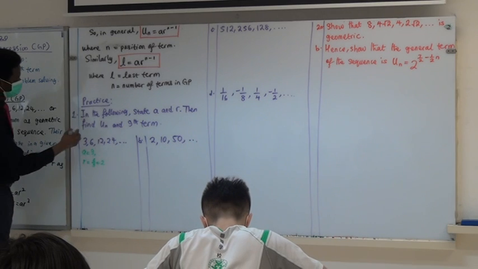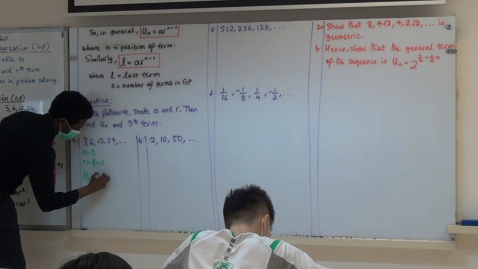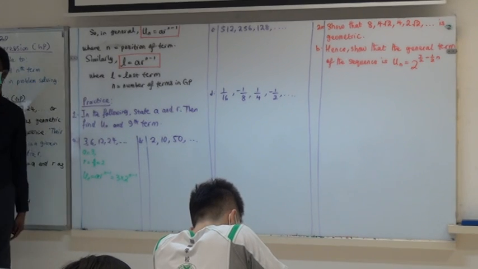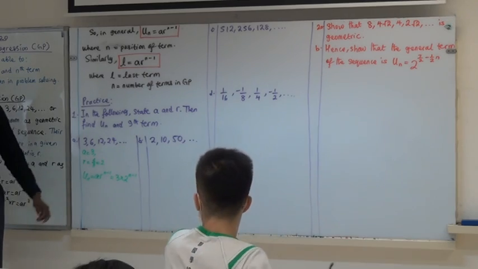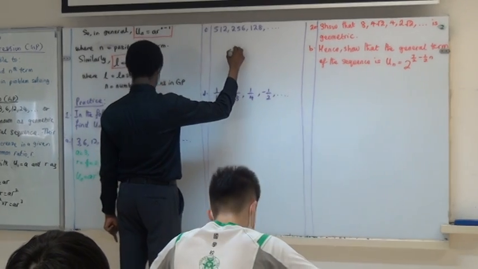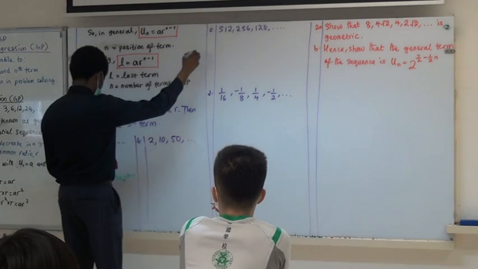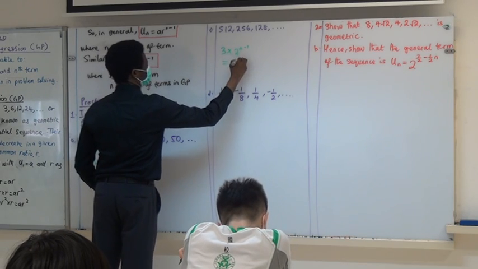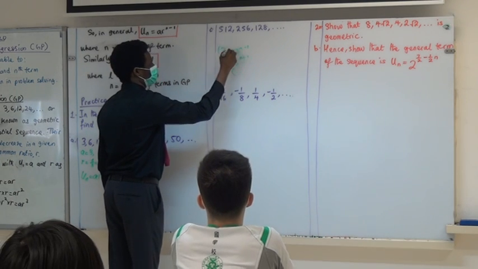The next one is find Un. So for Un, you state your formula, ar to power n minus 1, and that is simply 3 times 2 to power n minus 1. That's all you can do. I've seen a lot of people writing 6 to power n minus 1. Now let me tell you what you have done. If you have written 3 times 2 to power n minus 1 as 6 to power n minus 1, you have put an imaginary bracket here.